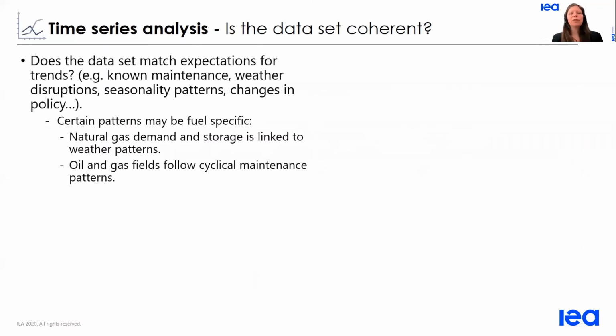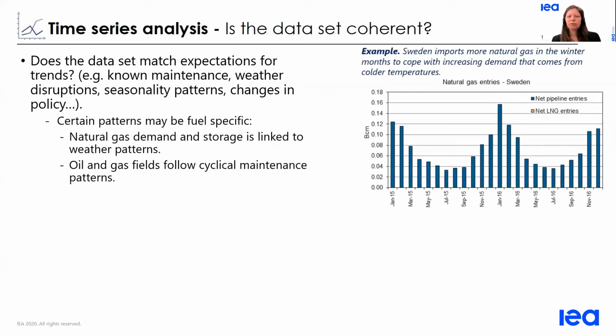Then we will try to make sure that the data set is coherent, that it matches the expectations for trends. For example, if we know there is a maintenance or weather disruption, do we see this in the data? Then some patterns may be fuel specific. For example, we see it here in the right graph. Sweden imports much more natural gas in the winter months because that's when there is more demand for heating because there are colder temperatures. So there is a seasonal trend in the natural gas imports in Sweden, and we would want to see this reflected in the data.